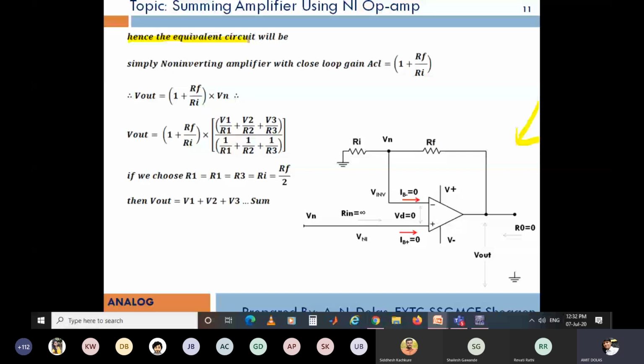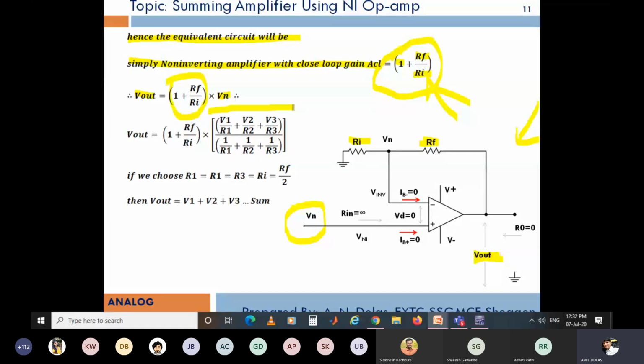What is the closed loop gain of a non-inverting amplifier? It will be feedback resistance divided by input resistance plus 1. So I have 1 plus Rf by Ri. This will be the gain of this circuit. So what will I do? Output is gain multiplied by input. Now the input is Vn here. So gain multiplied by Vn is nothing but your output. Therefore, I wrote Vout is equal to the non-inverting gain multiplied by the input to the non-inverting terminal, which is Vn.